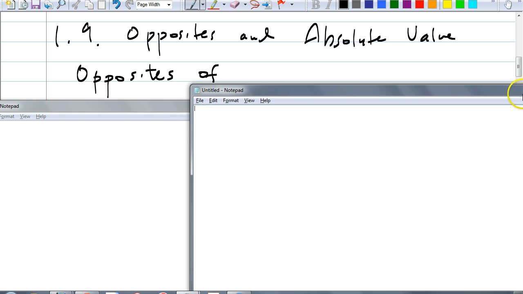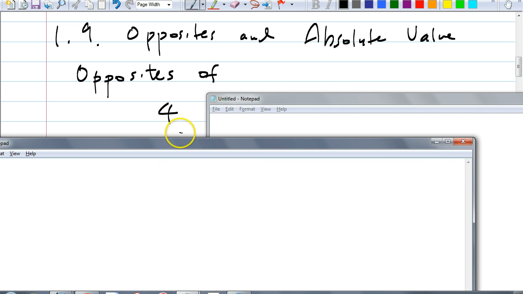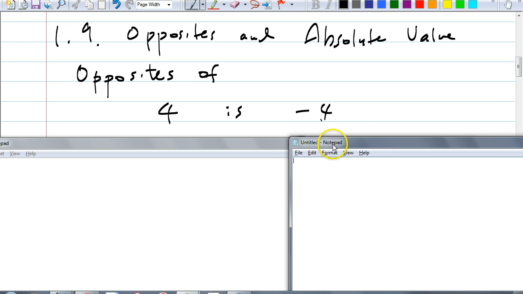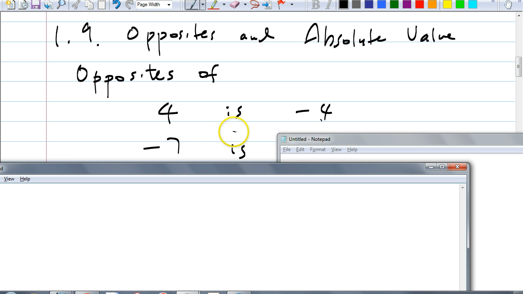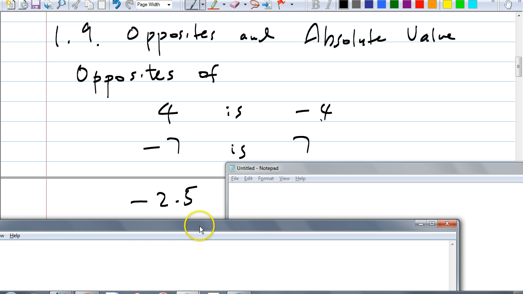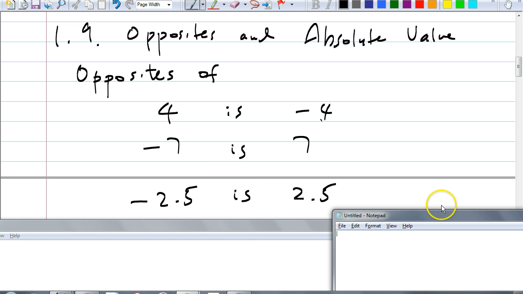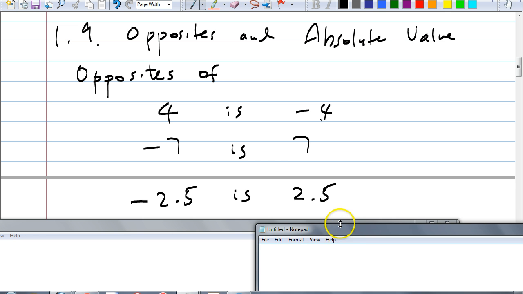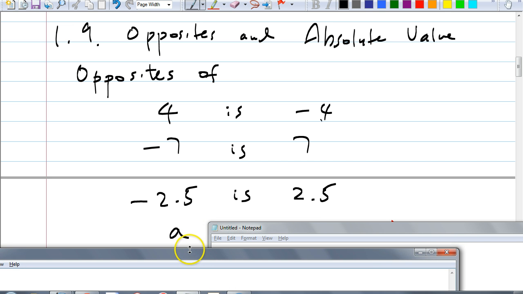If I give you a number like 4, what would be the opposite of 4, everybody? -4. Okay, good. What about the opposite of -7, class? 7. Easy? What's the opposite of -2.5, everyone? 2.5. Right. So basically, what are we doing with these numbers? Raise your hand if you see a pattern. Let me do one more. What's the opposite of A? Let's say A is some variable. What would be the opposite of A?